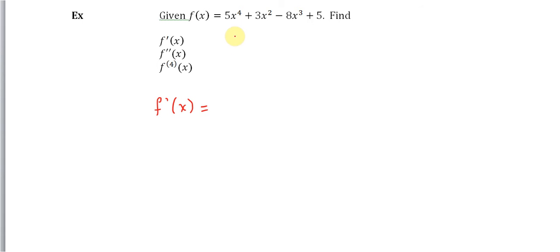So the first derivative, we're going to apply our product rules here because this is just a polynomial. So that's going to be 20x to the third plus the derivative of the second part. So that's going to be 6x minus the derivative of the third part, which is 24x squared. I almost wrote 8x there, so it's 24x squared. And then the derivative of 5 is just going to be 0. So that gives us our first derivative.